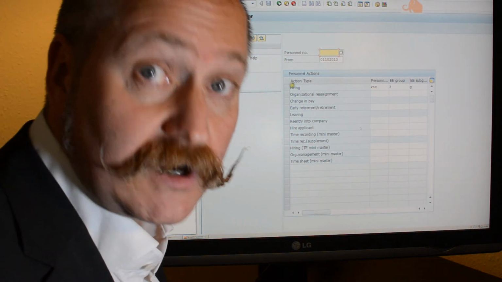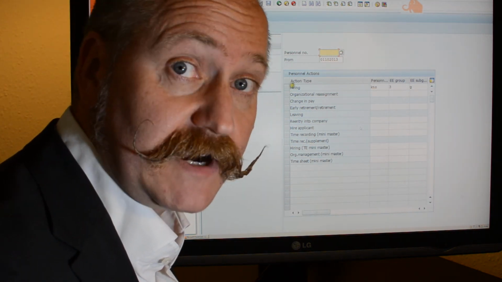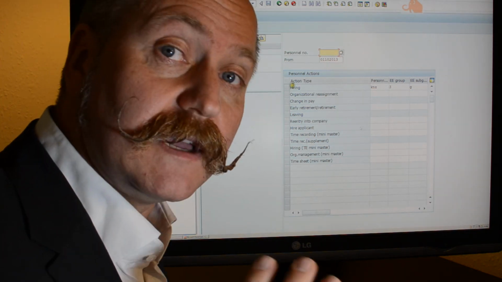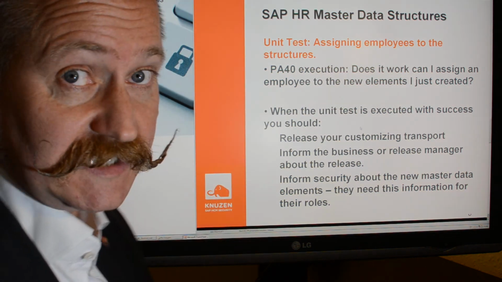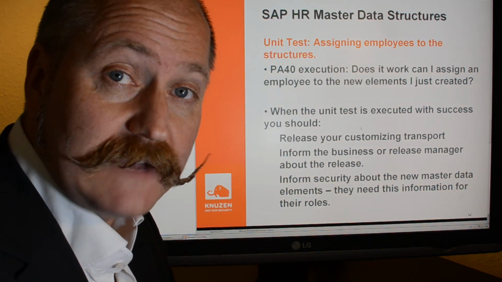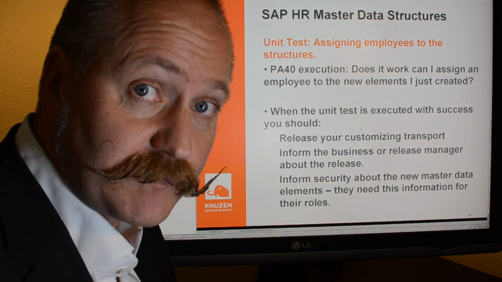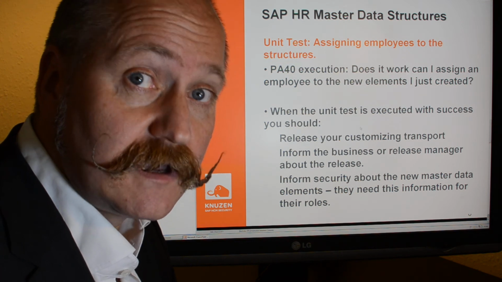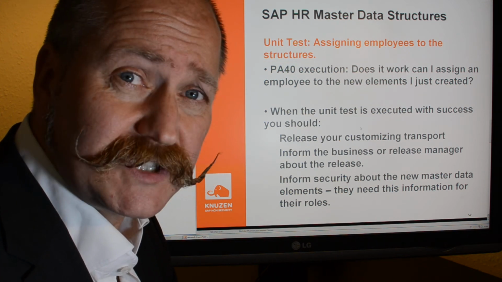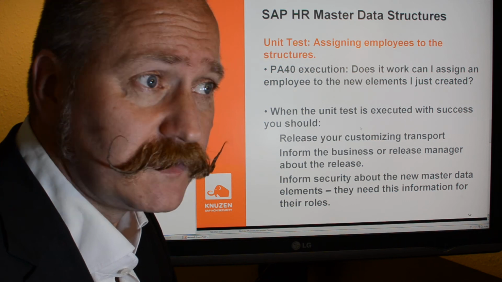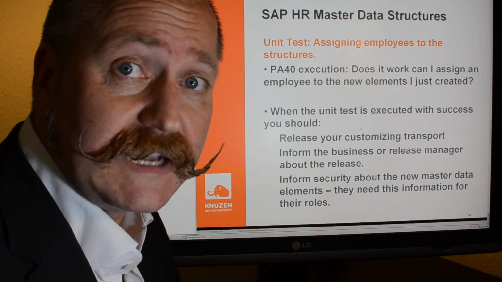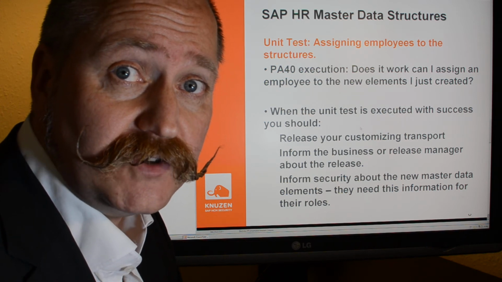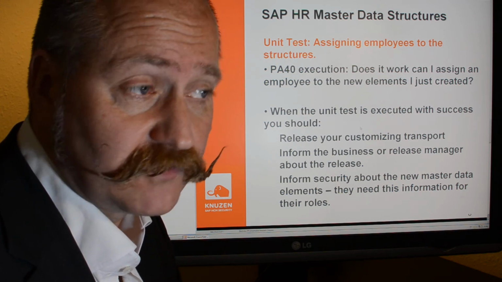So now we've been through the customizing of the personal area, sub area, employee group and subgroup. And we will now have to go to the unit test. We will have to test what we have done. That's part of our function as a consultant. And a small unit test is just to go through info type 01, just to make sure that we can actually hire an employee on the new elements we have created.